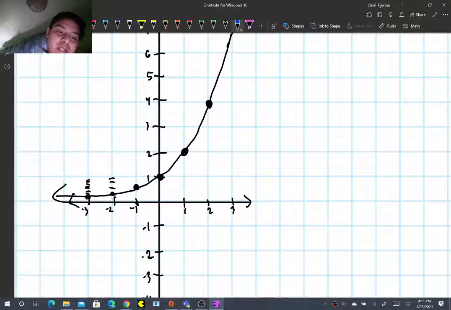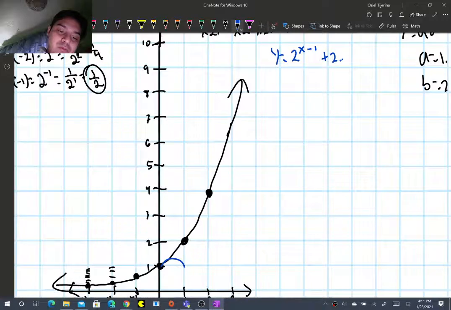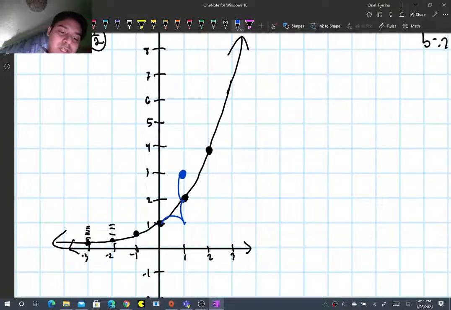So 1 unit right, so we have 1, and then go up 2. 1, 2. We're going to do the same for this point here. And you don't have to do it exactly, but you can. So it's 1 unit right and 2 units up. It'll be something like this.